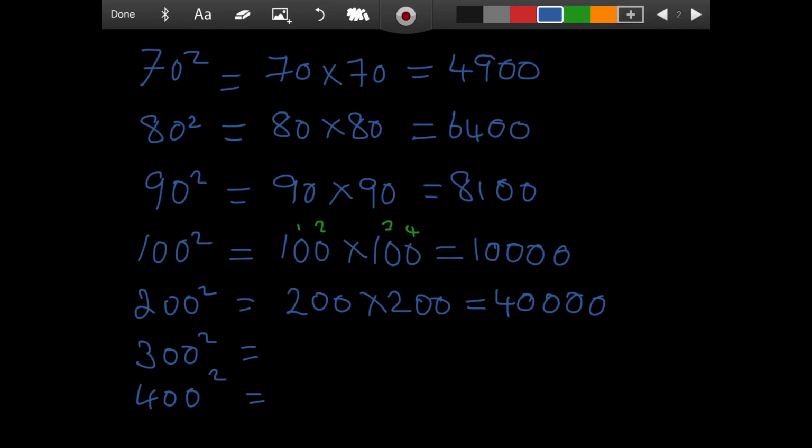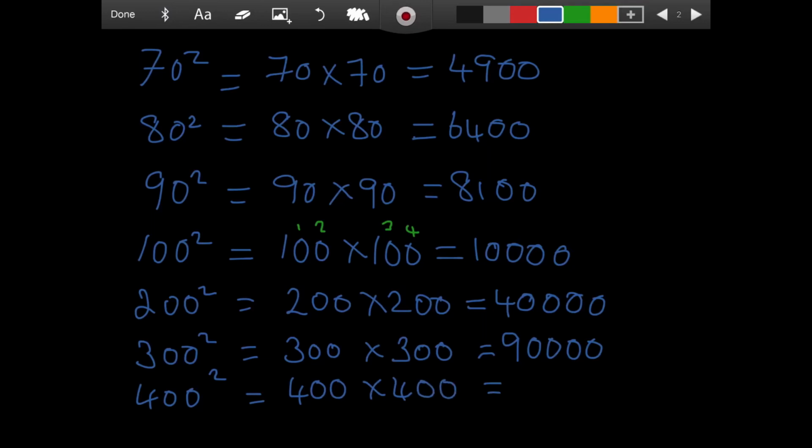So how did you do? We got 300 times 300. 3 times 3 is 9, and add those 4 zeros. 400 times 400. 4 4s are 16, and add those 4 zeros. Okay, so you can continue in the same vein with 500, 600, 700. Have a go at those yourself anyway, see how you get on.